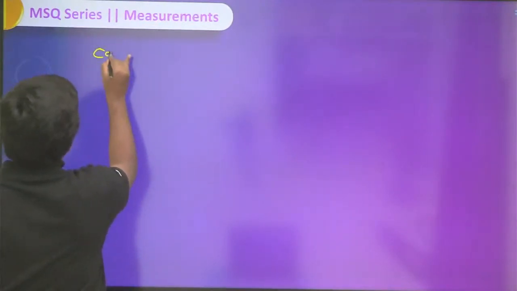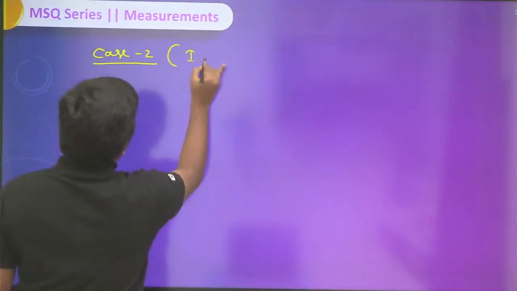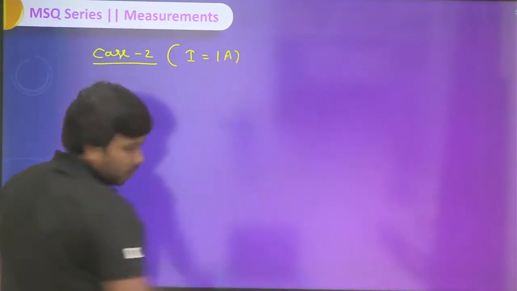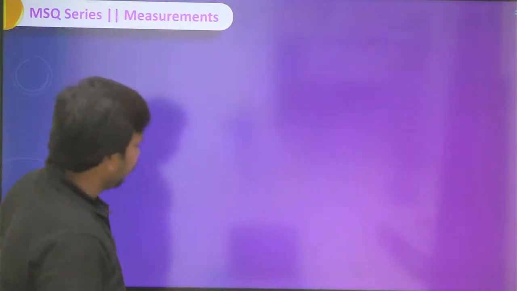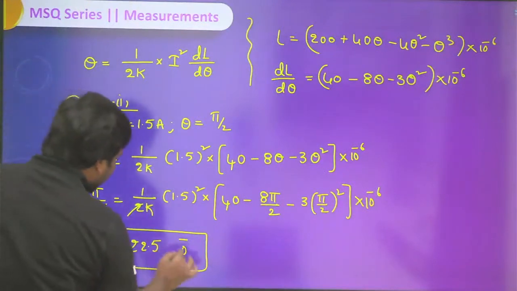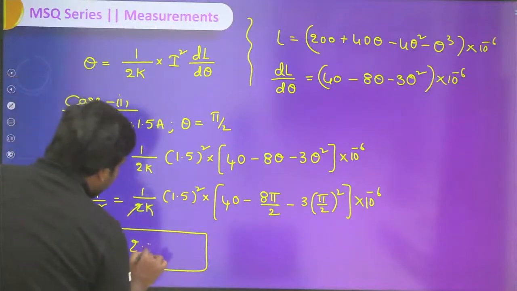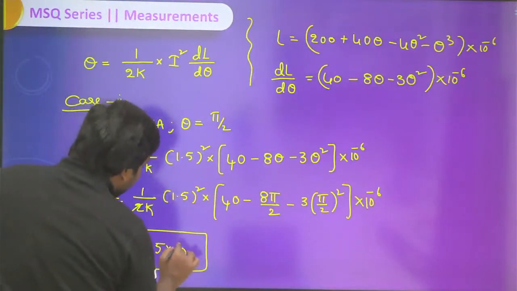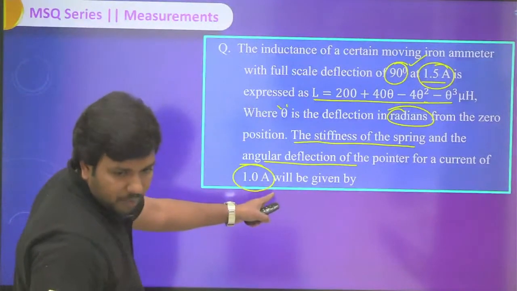In case 2, when the value of I is equal to 1 ampere, look at the question here. Yes, 2.25 into 10 to the power of minus 5. Other students, please see the calculation. 2.25 into 10 to the power of minus 5. Of course, respective units, I am not going to worry about that. So 1 ampere is the next current, correct?